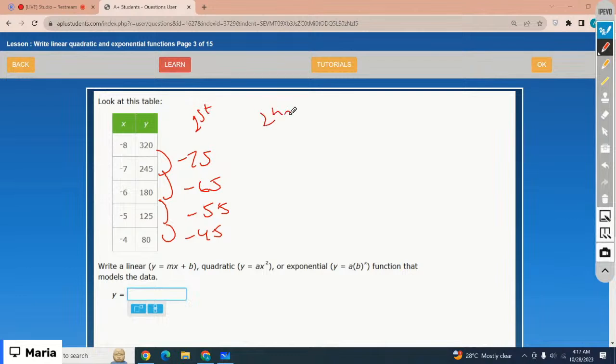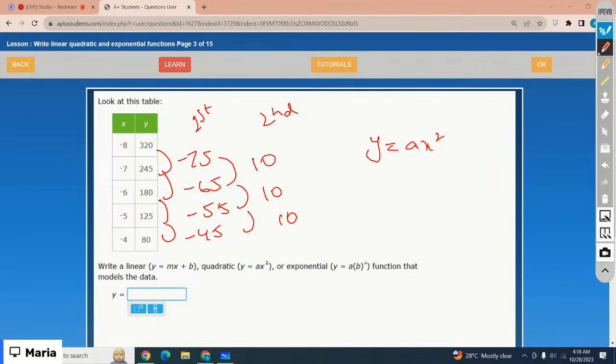Just look at the second one, right? Okay, -65 plus 75, that is 10. -55 plus 65, that is 10. Again 10. Second difference is common. That means that is a quadratic equation. So for quadratic, y equals ax square.